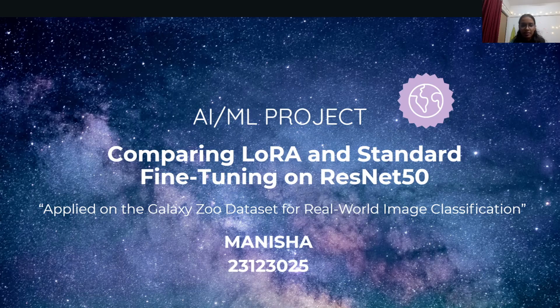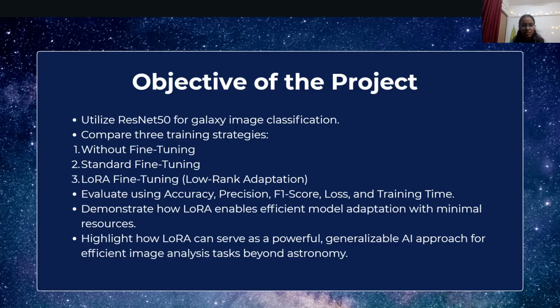Let's see the objective of this project. Our goal in this project is to compare traditional fine tuning and LoRa based fine tuning on the ResNet50 architecture for Galaxy image classification using the Galaxy Zoo dataset. We will evaluate them on metrics like accuracy, precision, loss, F1 score, and training time to assess both performance and efficiency, and highlight how LoRa can serve as a powerful generalizable AI approach for efficient image analysis tasks beyond astronomy.